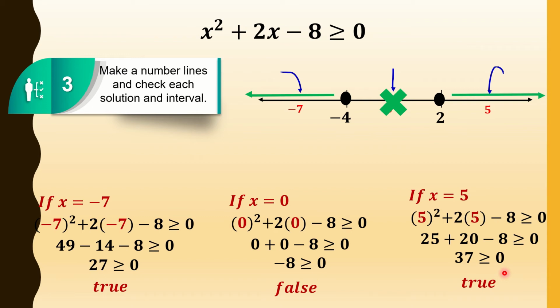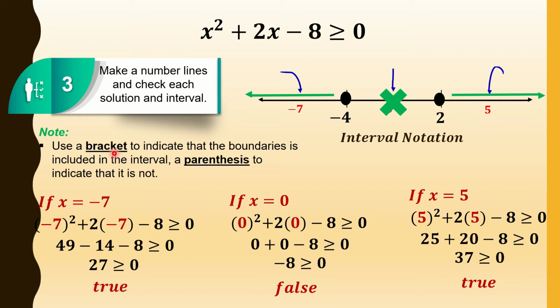Now, let's see what the interval notation is. Take note that we will use brackets to indicate that the boundary is included. If not, we will use parentheses. So for now, since negative 4 and positive 2 are included, as well as negative infinity up to negative 4 and positive 2 up to positive infinity, our interval notation will be the union of negative infinity to negative 4 and positive 2 to infinity.